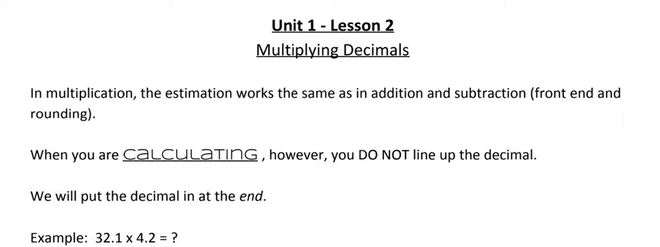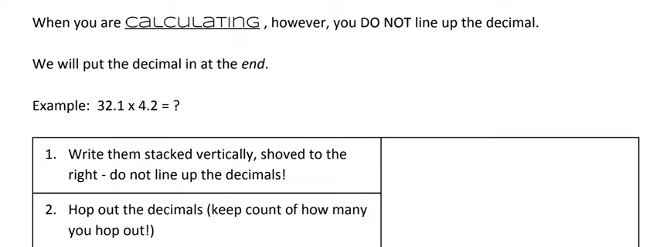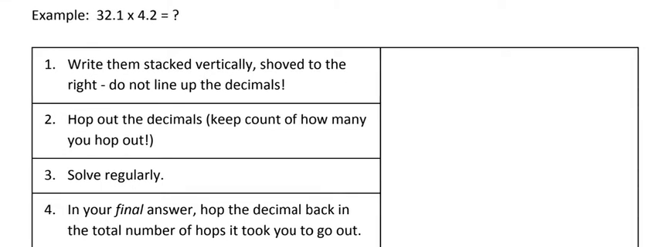We're also going to be looking at our estimation techniques again, front end and rounding. The techniques are the exact same as when we did them in addition and subtraction, but this time we're going to be multiplying them instead of adding them once we've applied our rules. When we're multiplying decimals, we don't line up the decimal, whereas in addition and subtraction we did line up the decimal. So that's one very big difference between our multiplying rules and our add-subtract rules when working with decimals. We're going to deal with our decimals at the end of our question and multiply regularly. And to show this, we're going to do an example.